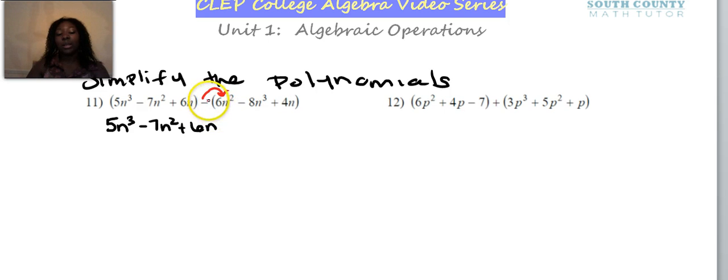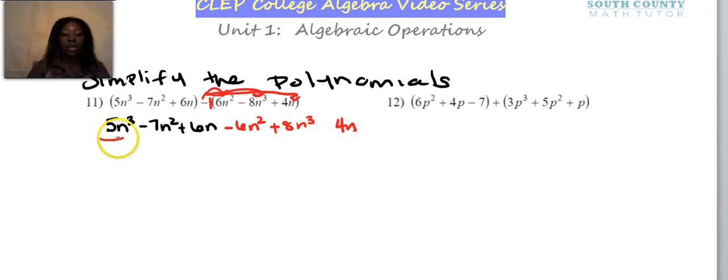Again, remember, that's like a -1. Negative just changes the sign, or if that doesn't help you, you can always put a 1 right there, and you're just thinking to multiply by a -1. -1 times 6n squared is -6n squared. -1 times -8n cubed is +8n cubed. Negative 1 times positive 4n is negative 4n.